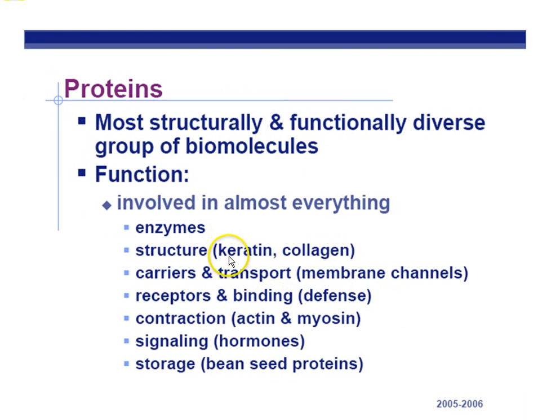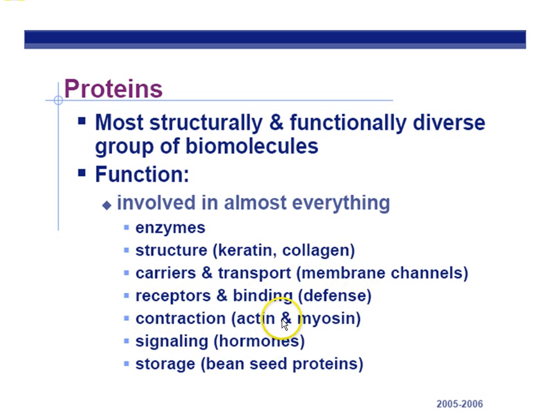structure. We make our hair out of keratin. Collagen is a connective tissue. Carriers and transport, basically to let things in and out of cells. We have protein channels to let things in and out. Receptors and binding. Defense proteins are called antibodies, which help clump up invaders to make the immune system more efficient.